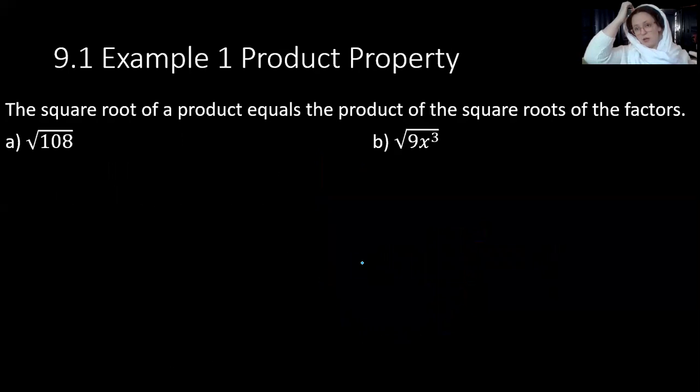So what we're going to be doing in the homework is looking at this product property. This is a way of getting rid of those square roots inside these radicands. What we're going to do is look at that number inside that radicand. Like on this first one, we're going to look at this 108. And we're going to look at the factors of it.